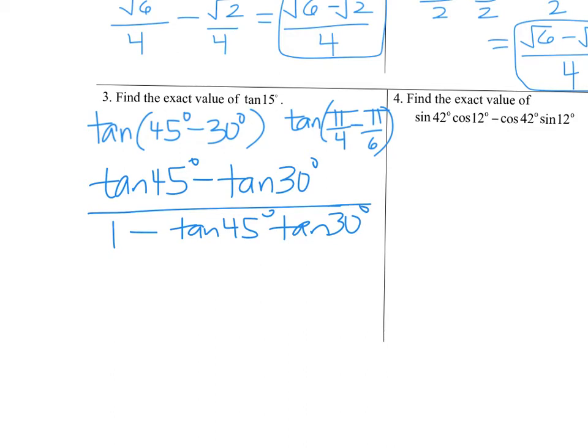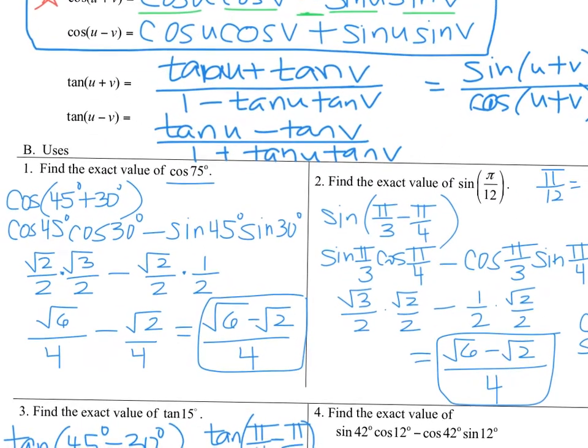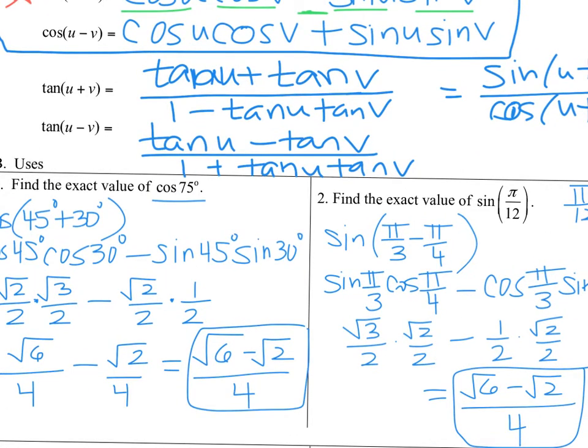There you go. What's that? Plus. Thank you. Oopsie. Why is it plus? It's a formula. So it's right here. If it's tangent of u minus v, it's minus up top, plus on the bottom.